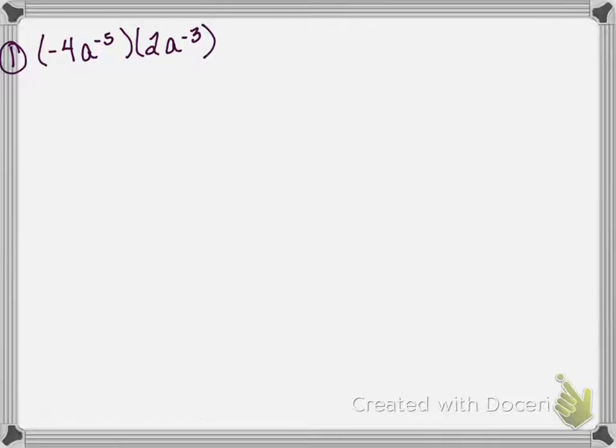So number one, the directions to this say simplify. Number one, we have negative 4 a to the negative fifth, inside parentheses, and we are multiplying that times 2 a to the negative third, inside parentheses.